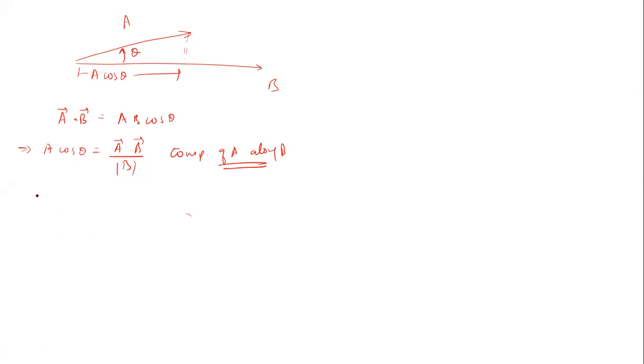Next is the cross product. Cross product means if you multiply two vectors and you get a vector itself, then this is known as cross product. A vector multiplied by another vector will give us the cross product.